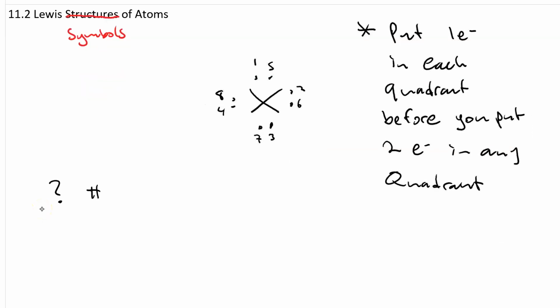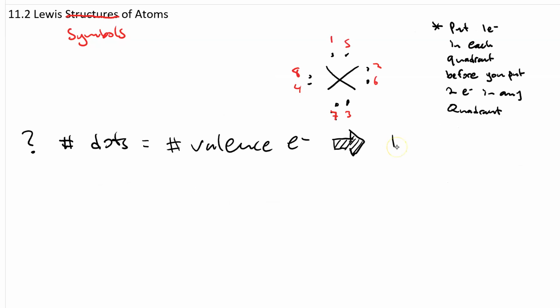How do we determine the number of dots? The number of dots is equal to the number of valence electrons. The valence electrons are those in the electron configuration with the highest n value.